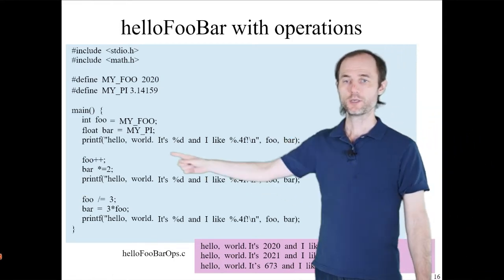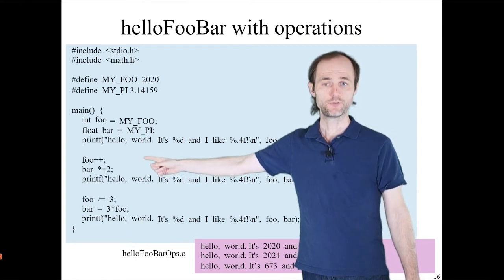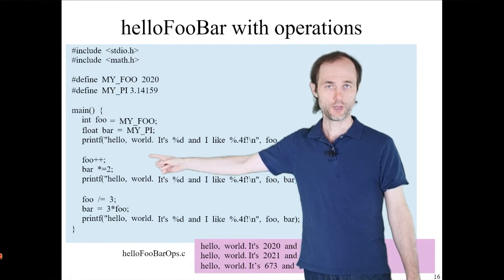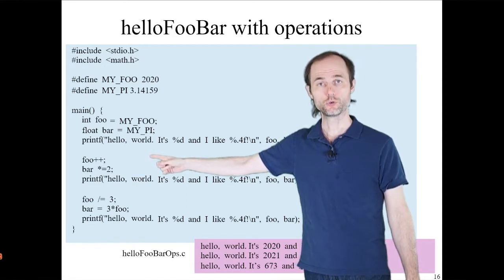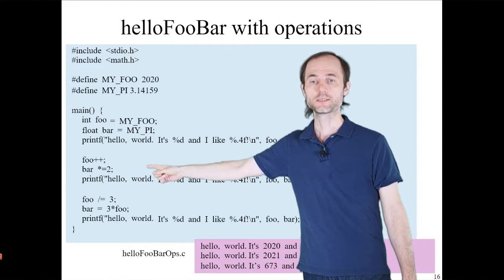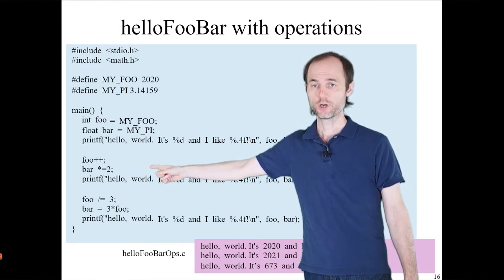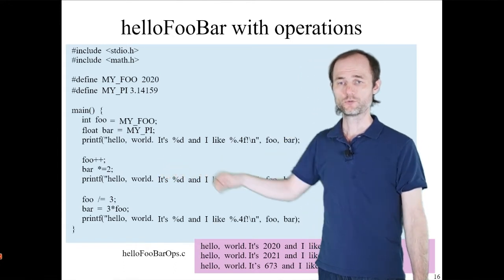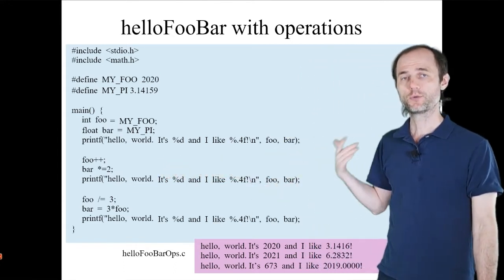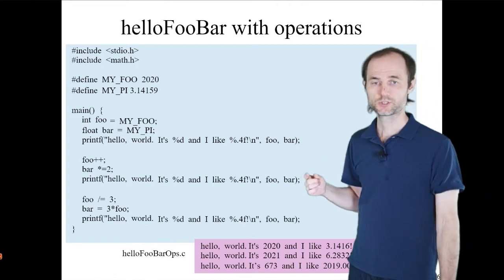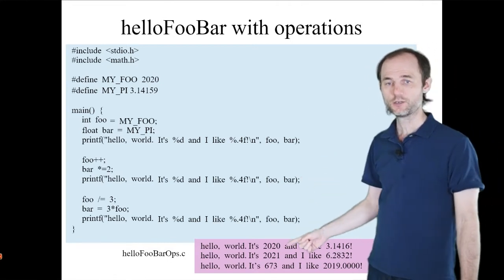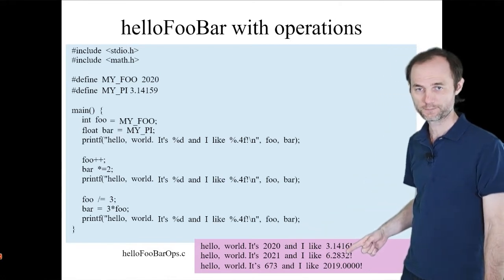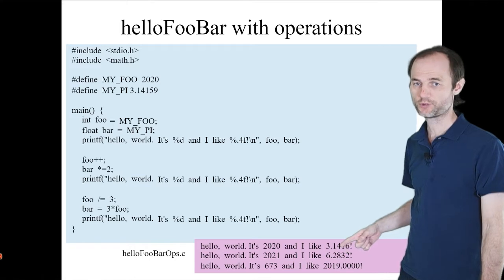The second one, before we print, we increment the value of foo by 1. foo plus plus adds 1 to foo and places the output into the foo variable. And the second one multiplies the value of bar by a factor of 2 and places the result into bar as well. So foo will be incremented by 1 and bar will be doubled. So let's take a look at the output. Indeed, foo is now 2021 and bar is 2 pi, still rounded to 4 decimal places.